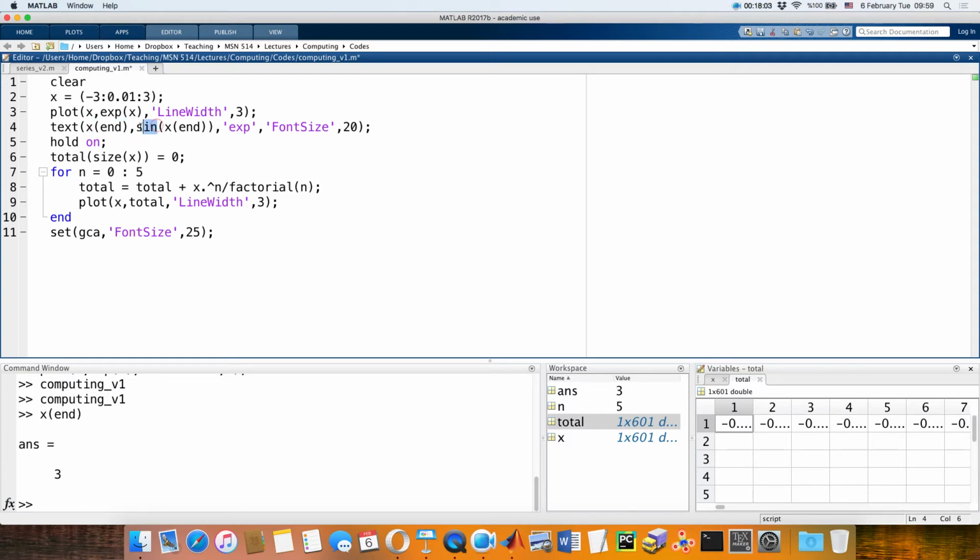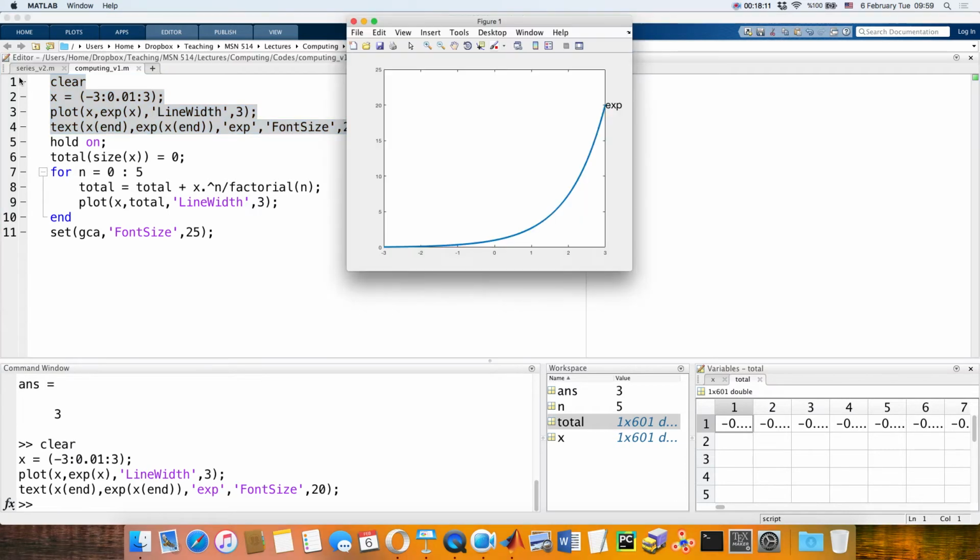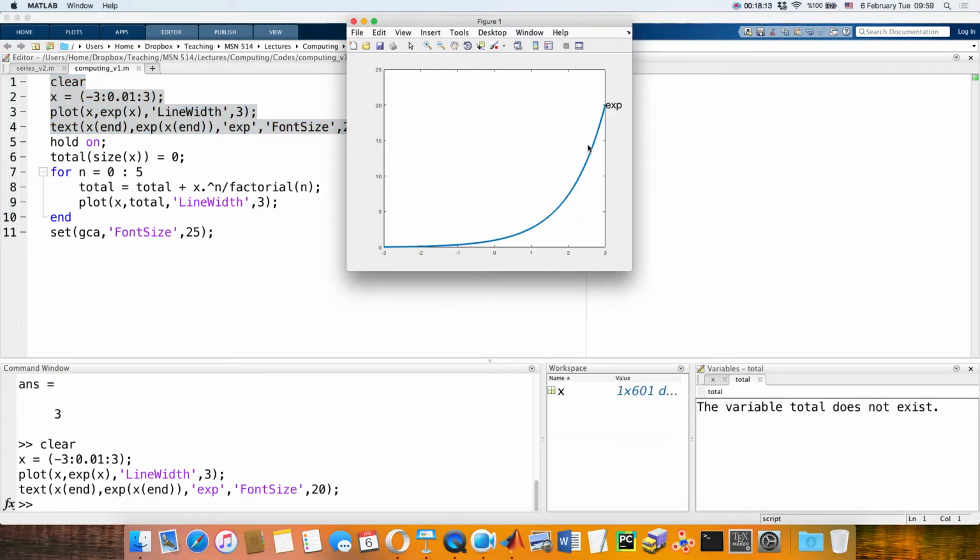Okay, I should erase sine and put exponential. So basically, if I run these lines, it will give me an exponential function, and it will write down exp here. Okay. Why at this particular point? Because I told it to write it at the end of x and the end of total over here, right?